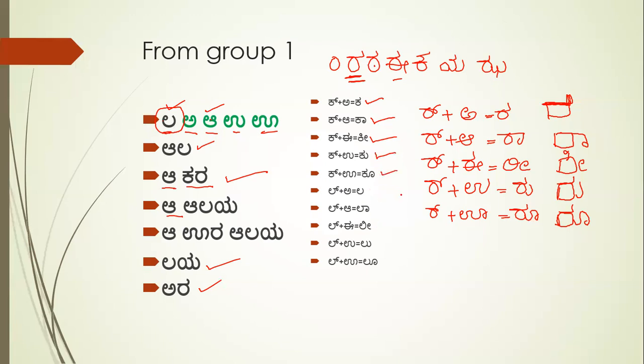And I have taken La also here. Half La plus A, La. Half La plus A, La. Half La plus E, Li. Half La plus U, Lu. Half L plus big U, Lu.